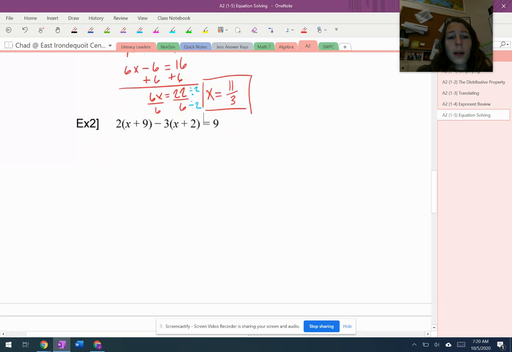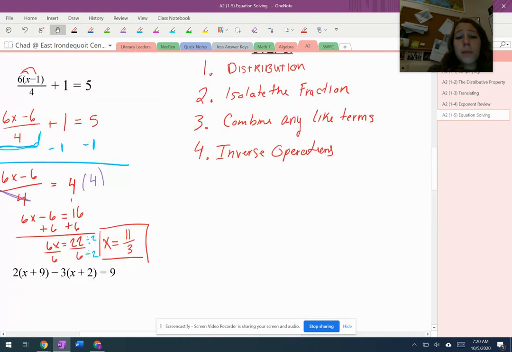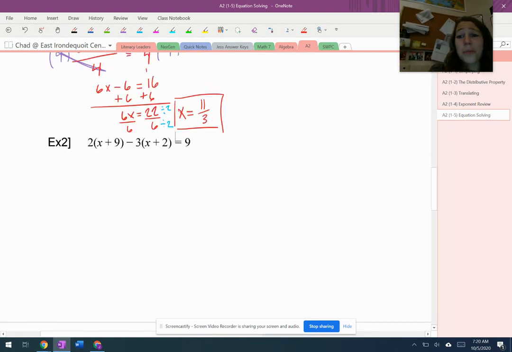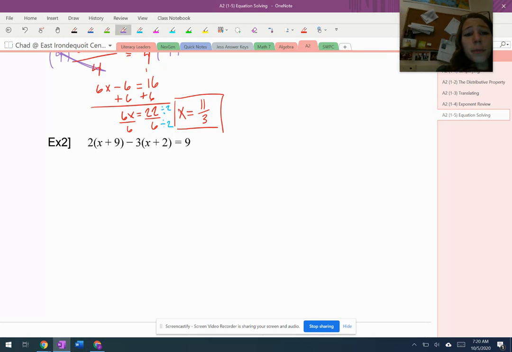Right, here we are with example number 2. Keeping in mind our steps, our first step tells us to do any distribution. So I've definitely got distribution here, and I'm going to start with it. Let's use purple. 2 times x gives me 2x. 2 times 9 is 18. Negative 3 times x is negative 3x. And negative 3 times positive 2 is negative 6, is equal to 9.